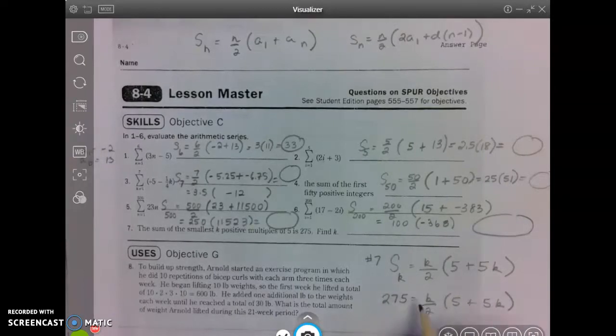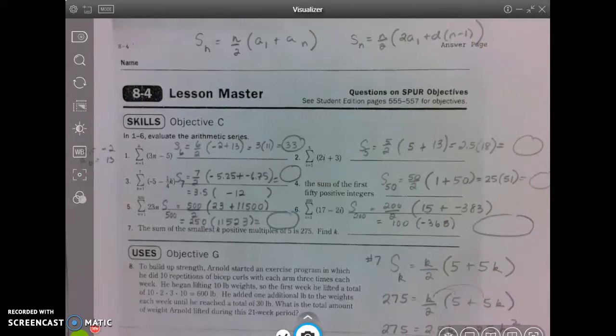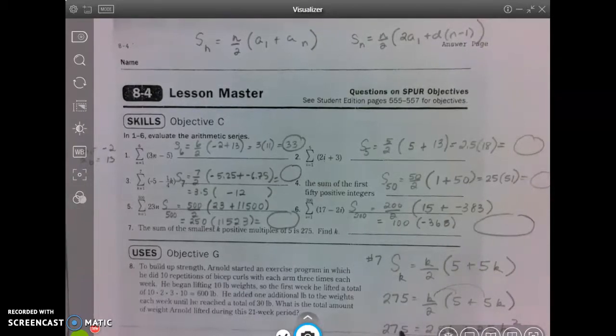Okay. So I'm going to distribute this. 275 equals, I have 5 over 2 is 2.5k plus 2.5k squared. So this looks like a quadratic. Remember, quadratics in order to solve them have to be set equal to 0. So 0 equals, and I'm going to write this in descending order, 2.5k squared plus 2.5k. I subtracted that 275 to bring it to this side.